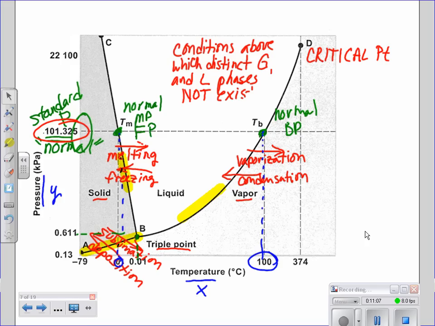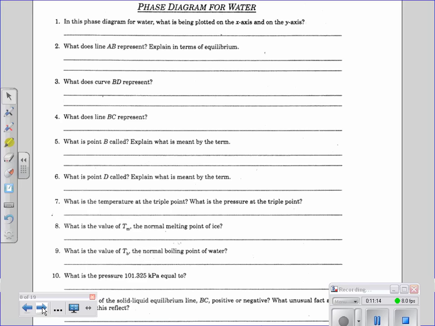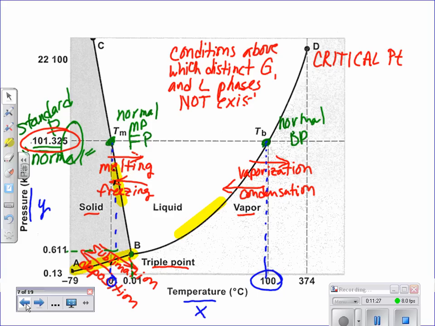And then the last one, make sure you jot something down for this one. This is number 11. It says, is the slope of the solid-liquid equilibrium line BC positive or negative? And what unusual fact does this tell us about water? So I am looking at this line right here. And what we end up seeing, what do you see about that? Is it positive or negative slope? Negative slope.